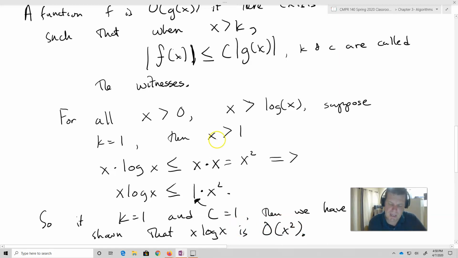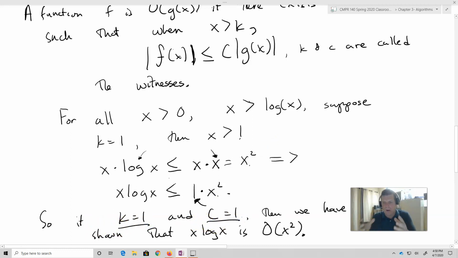We've got to just pick an appropriate value for x, where after that value of x, the function on the left-hand side, in this case log x, ends up being dominated by our x term, right? And so we end up with x log x is less than or equal to x squared in this case. So that shows us that x log x is always less than or equal to 1 times x squared, so long as x is positive, all right? So this gives us our witnesses. k equal to 1 and c equal to 1 are our witnesses.